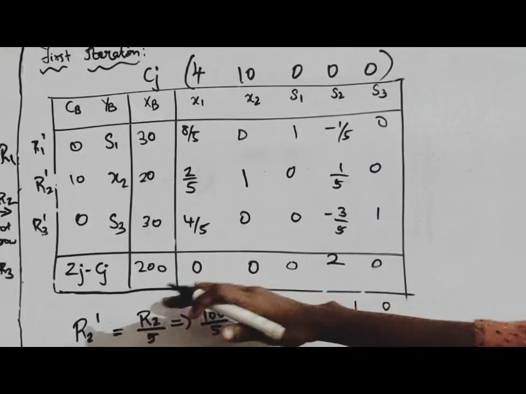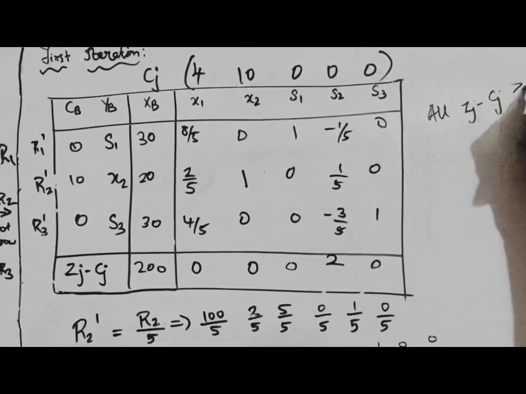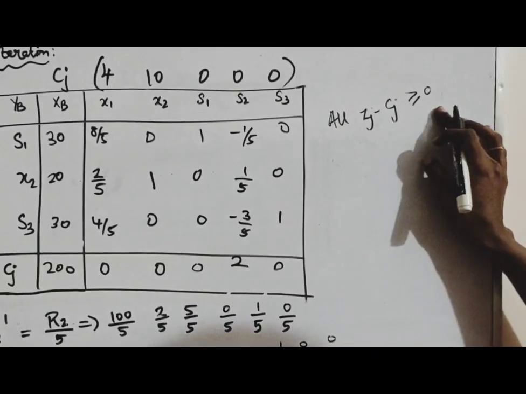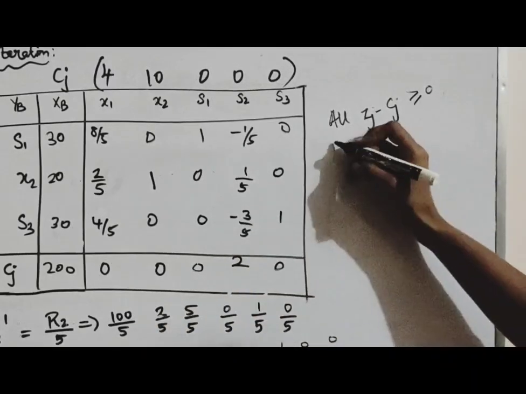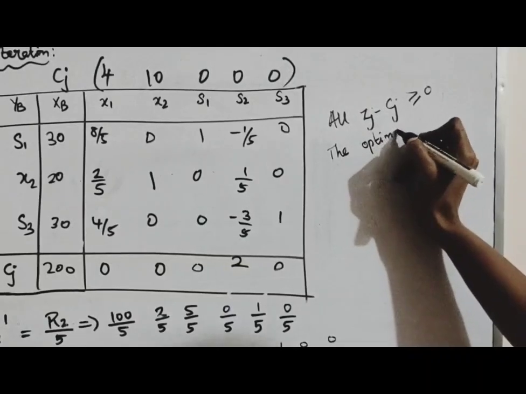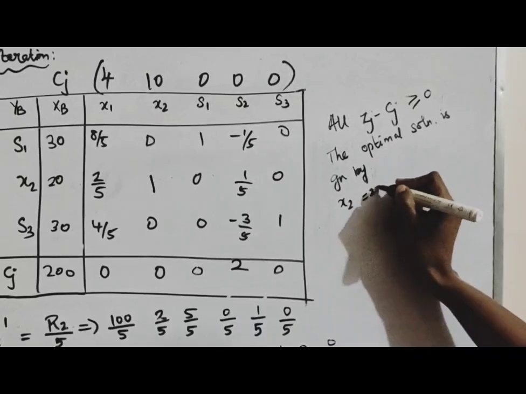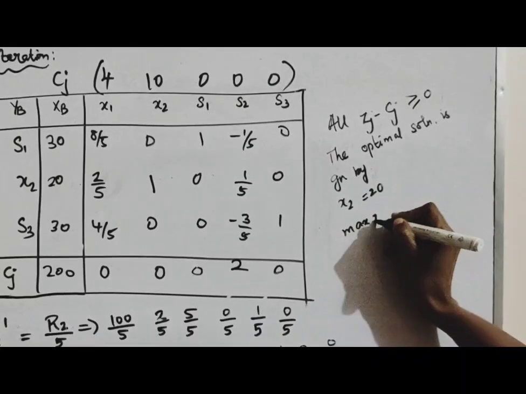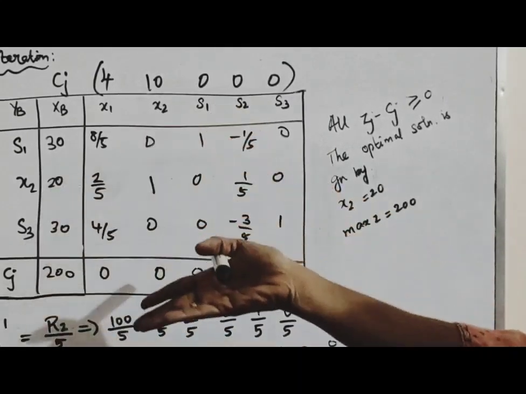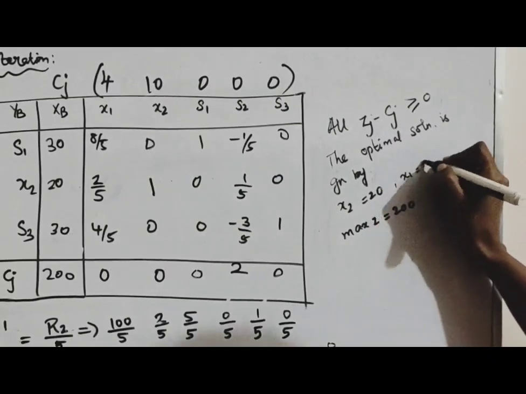Here, look at this. All Zj minus Cj values are greater than or equal to 0. Therefore, this solution is the optimal solution. Hence, the optimal solution is obtained. Okay, the optimal solution is given by x2 is equal to 20 and maximum z is equal to 200. Here there is no x1 value obtained, right? Therefore, the x1 value is equal to 0.